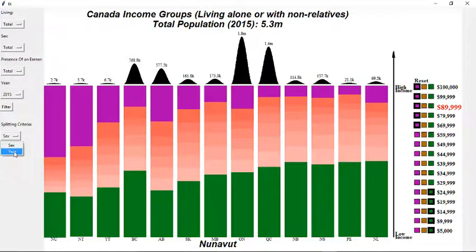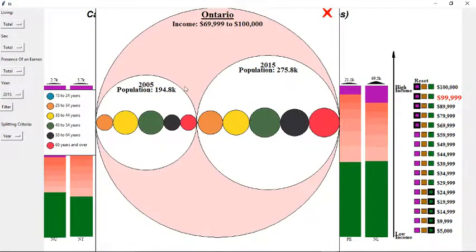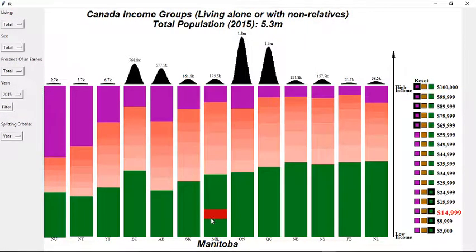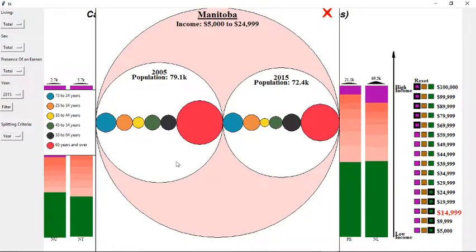You can also perform this splitting condition based on year. If I click on this one, the first splitting condition will be done based on year. We are looking at 2005, where there was a very small number of people in this particular income group. In 2015, it has expanded. The distribution is fairly the same compared to ten years ago, 2005. If I click on this one, you can see that in Manitoba, the low income group is dominated by this particular age group, which is 65 years old or higher. So it's basically dominated by old people.